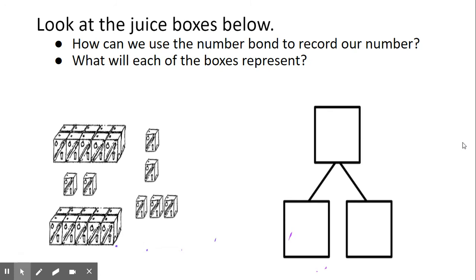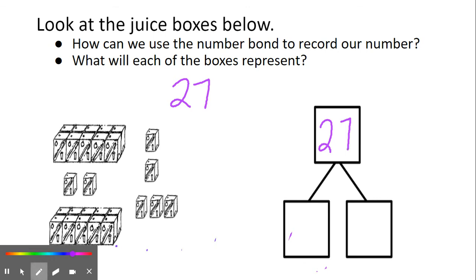All right, so we determined that Julie brought in 27 boxes of juice, and I'm going to put that right here. Our next task is to record this in a number bond. So what are each of these boxes going to represent? Well, think about it this way. When we counted how many she had, we broke it up into 2 parts.